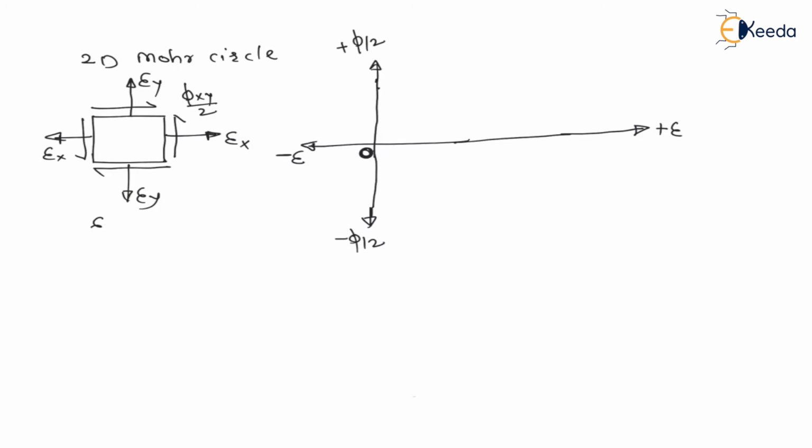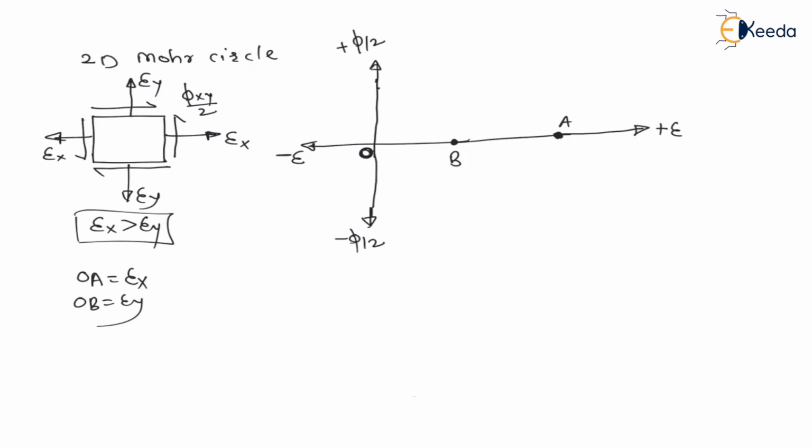Now let us consider Ex is greater than Ey. Then from O to A, we have to plot Ex. Therefore, I am plotting here point A on which there is Ex. Now from O to B, we have to plot Ey. Let us say here point B, right.